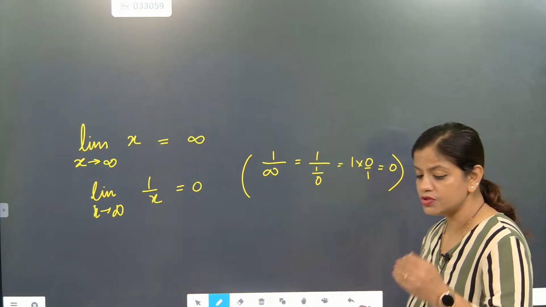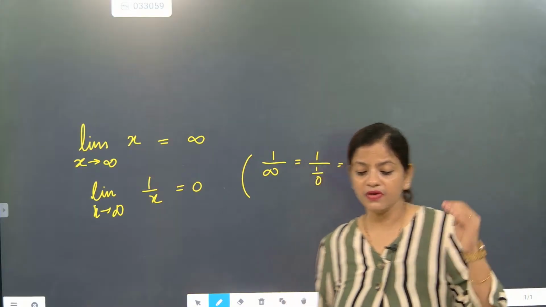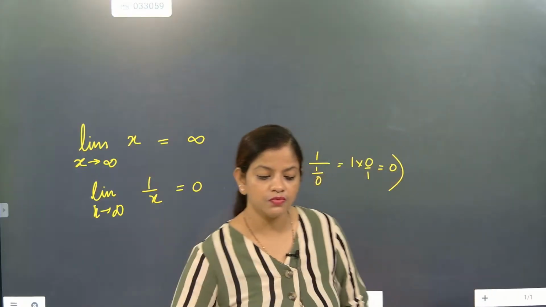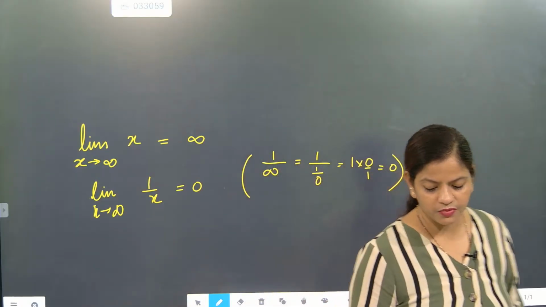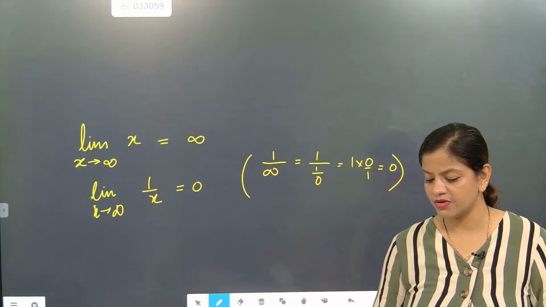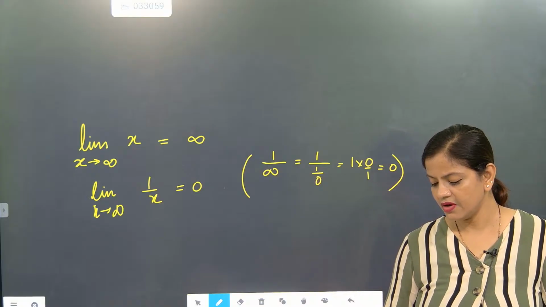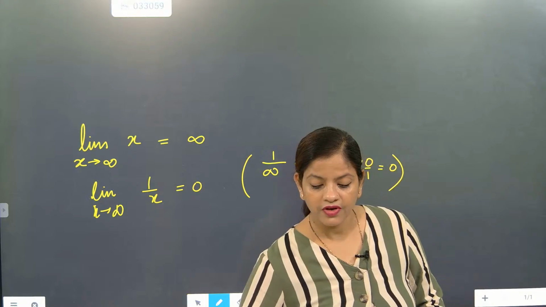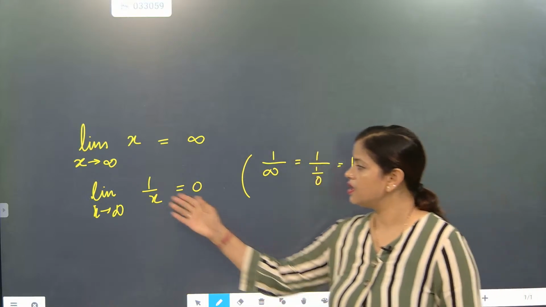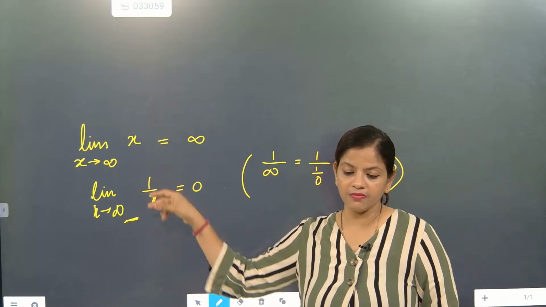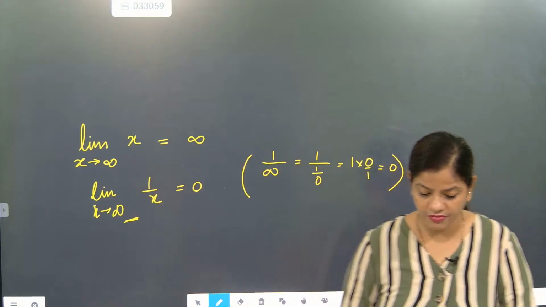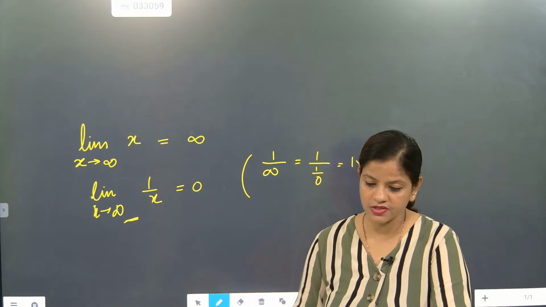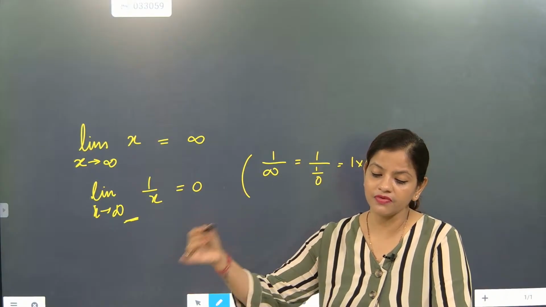So whenever any variable tends to infinity, at that particular moment, our most important content is we will be keeping it as 1 by x tends to 0. This is the most important part, and everybody must remember this one. Whenever it will be tending to infinity, 1 by x tends to 0. Always remember. This is how we are going to solve this question.